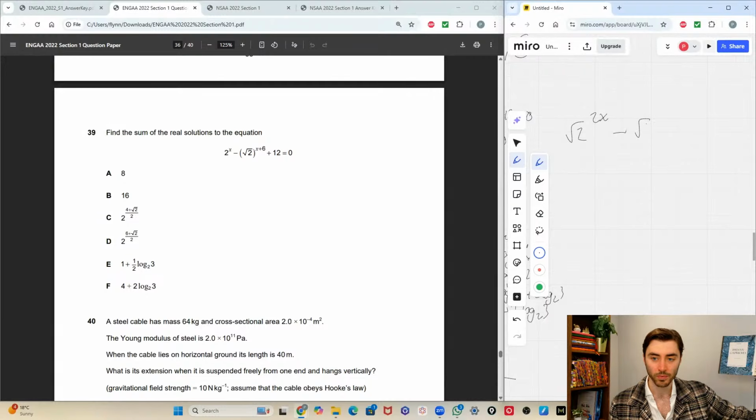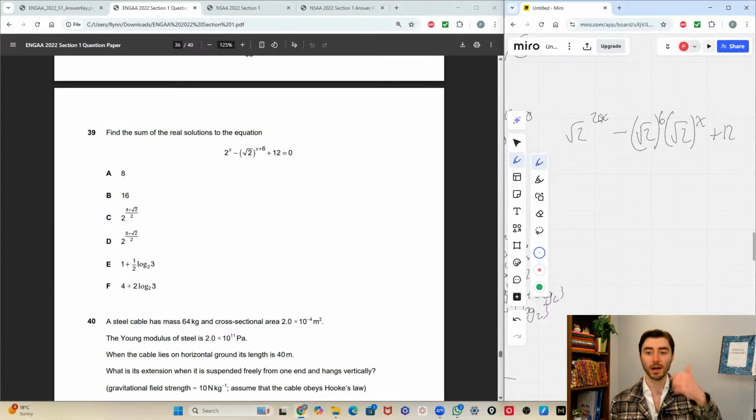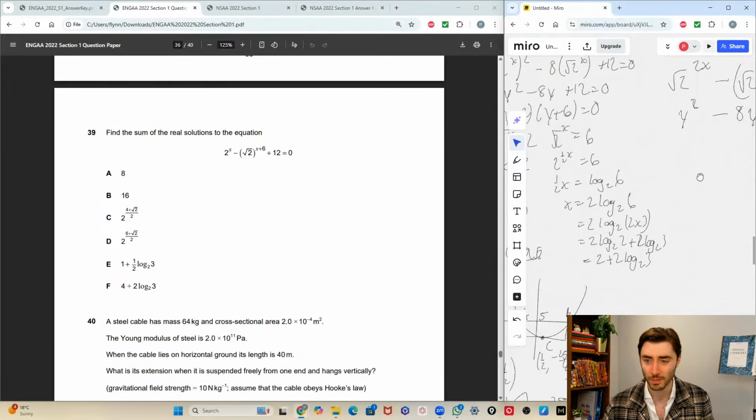And then I needed to make that root 2 to the 6 using my power law, splitting this out, times root 2 to the x plus 12. Let me just write this properly. So that is where I got my y squared from, using y is equal to root 2 to the x. And then this root 2 to the 6 is 2 cubed, which is 8. So that's where that came from. I think the rest of that was self-explanatory.